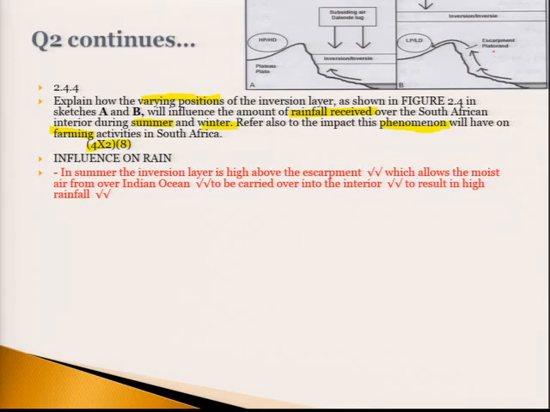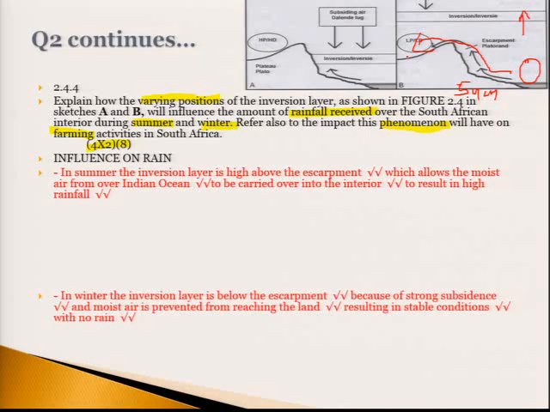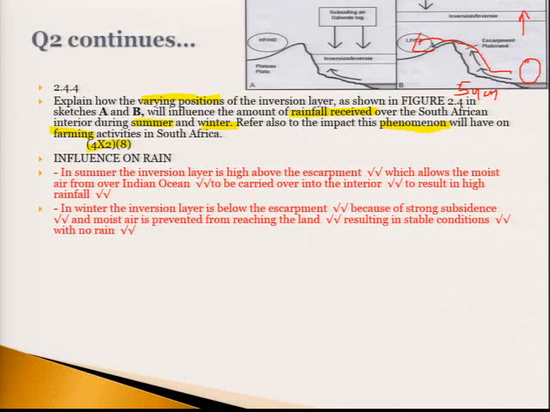Very true. And we make a conclusion to say this inversion layer position will be for our summer season. Then moist air is able to enter into the interior. It comes from the Indian Ocean, and the inversion layer is definitely above the escarpment. Once it is above, then for the farmer, we can advise him to say, during summer, you'll get rainfall. Now let's say, in winter, what happens?